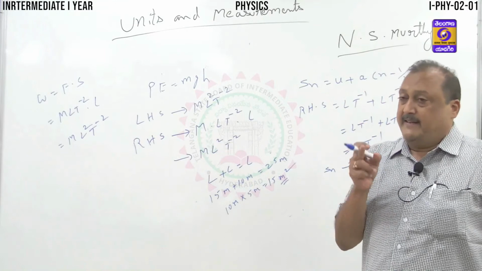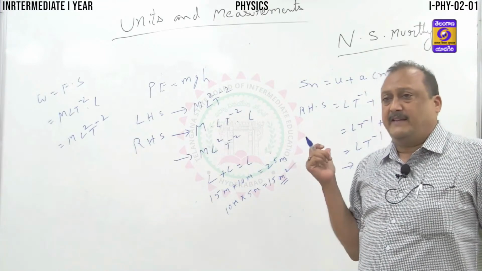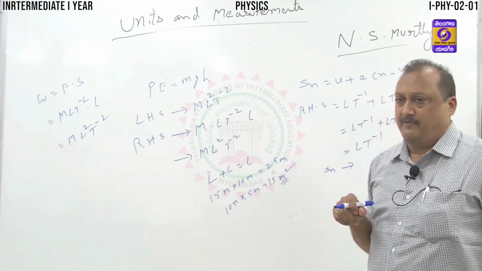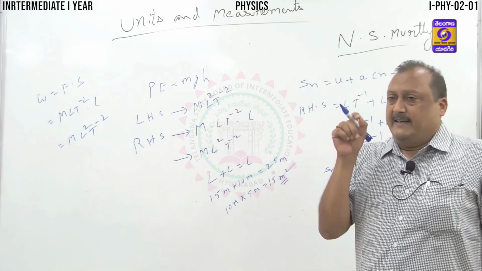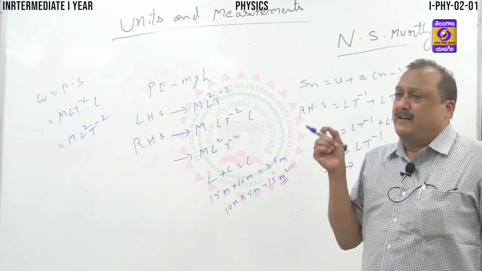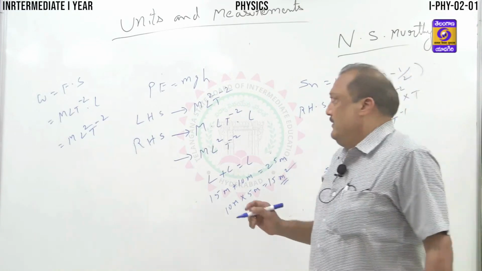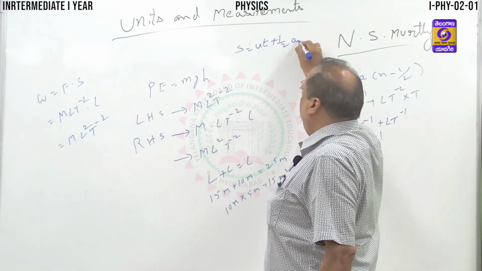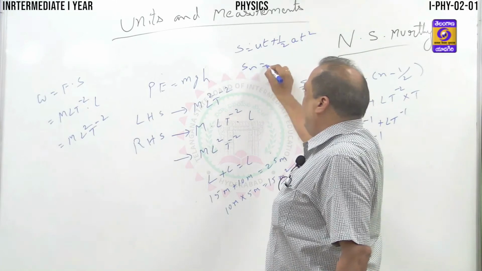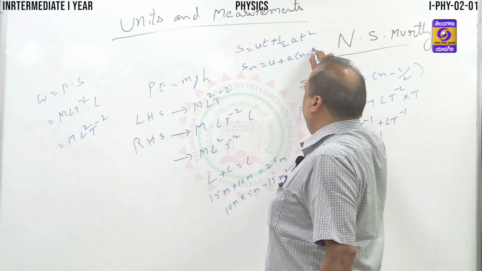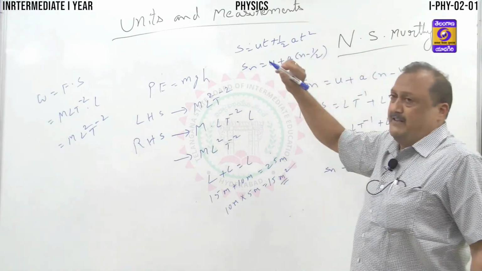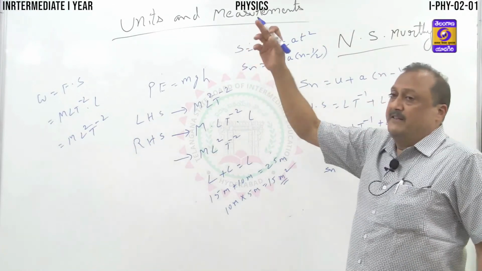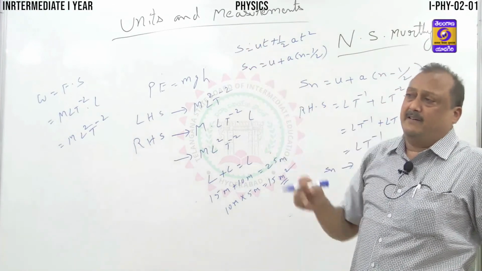There are two equations: S equal to ut plus half a t square, and Sn equal to u plus a into (n minus 1/2). In that case, S is the displacement of a particle in t seconds. Here, S equal to ut plus half a t square, and Sn is u plus a into (n minus 1/2). The difference between these two is that S is the displacement of the particle in t seconds.